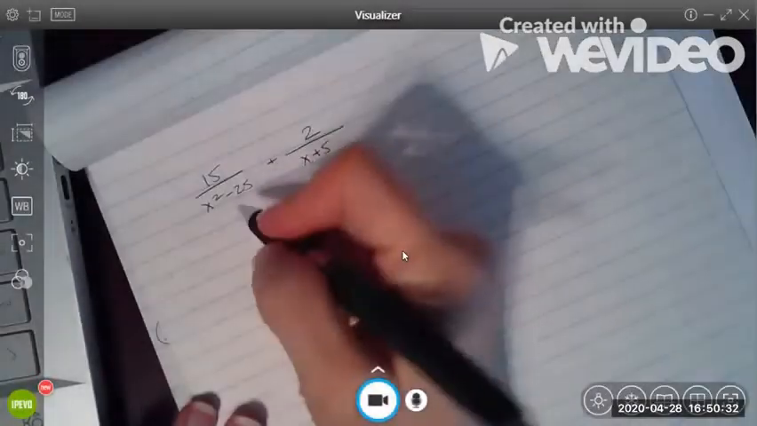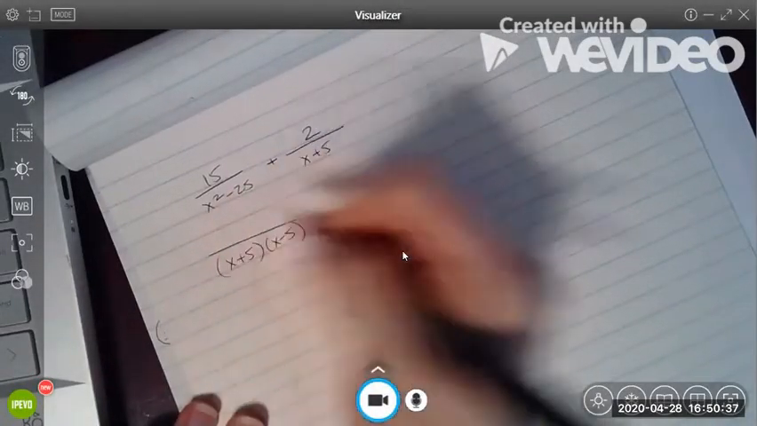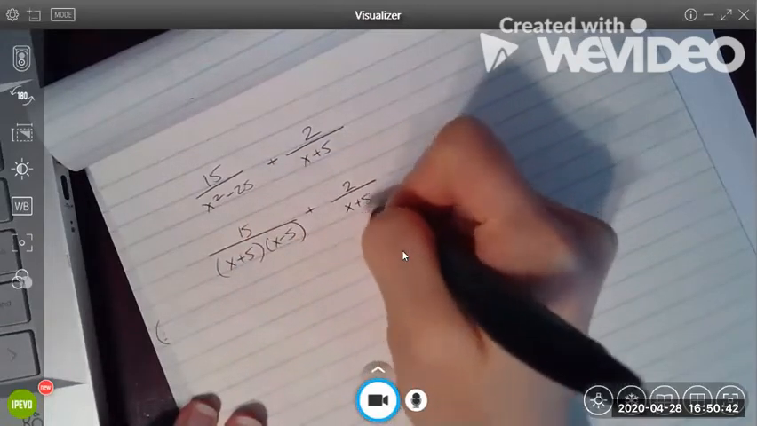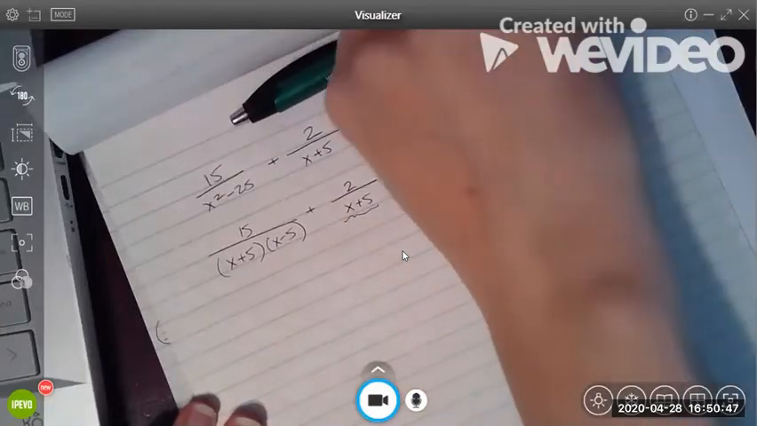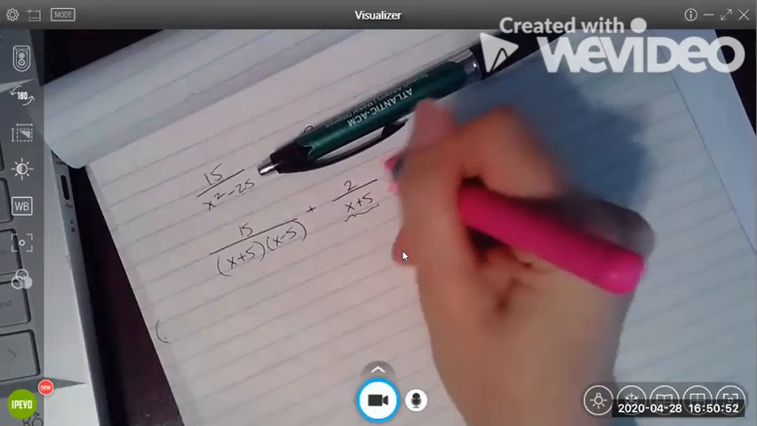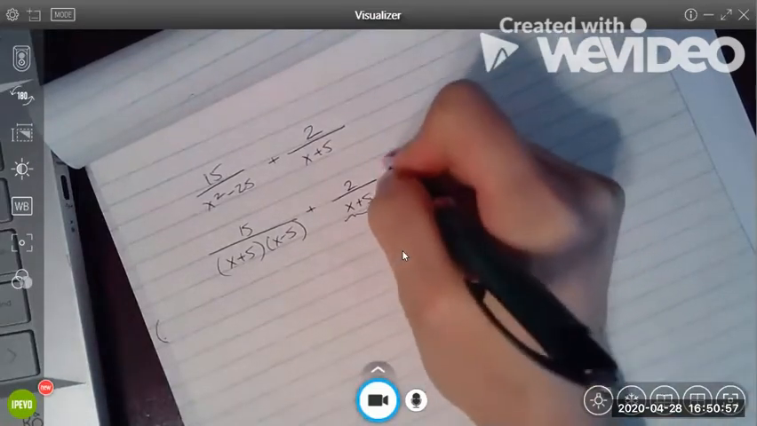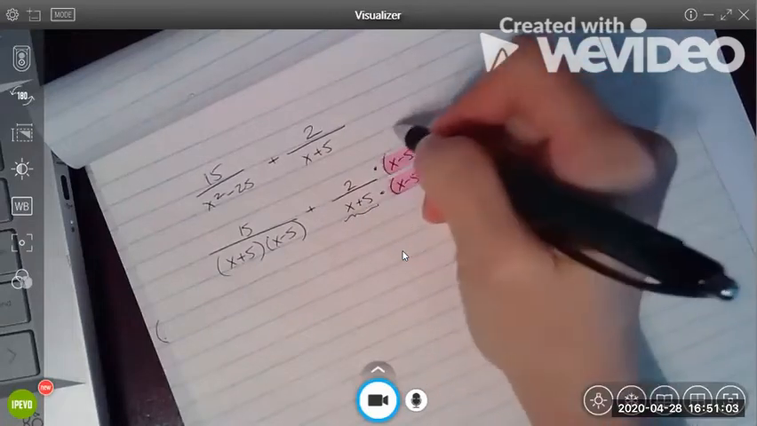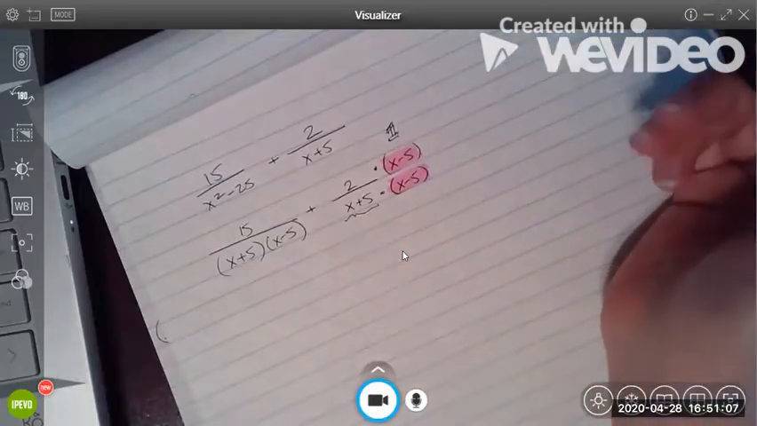Let's say in the first one, when you factor it, you're going to see x plus 5, x minus 5. That's another difference of squares. The 15 stays, and we're going to add this, and we notice that this denominator is missing a piece. We want to multiply this bottom denominator by x minus 5. But if we multiply the bottom by x minus 5, then the top also has to be multiplied, since we can multiply anything by the number 1, but we cannot just multiply it by random numbers otherwise.